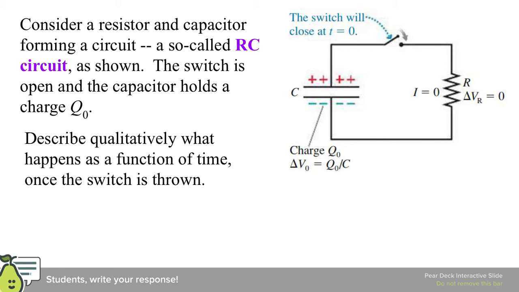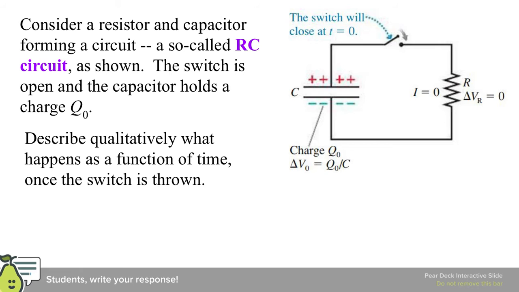Consider a resistor and a capacitor forming a circuit, a so-called RC circuit, in fact, the simplest possible one. So we have some capacitor and it's been charged. Right, the switch is open and the capacitor has some charge Q0. Of course, then there's no current flowing because there's no path for it to flow. And since there's no current flowing, there's no voltage across the resistor. There is a voltage across the capacitor because, of course, the voltage is just Q over C.